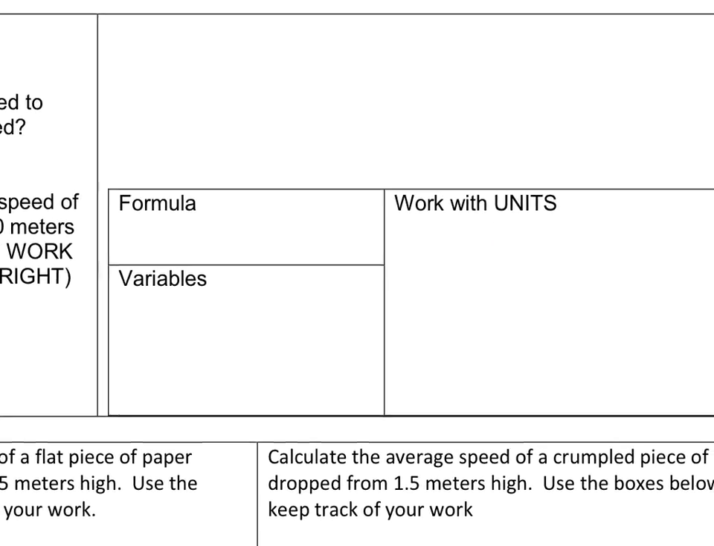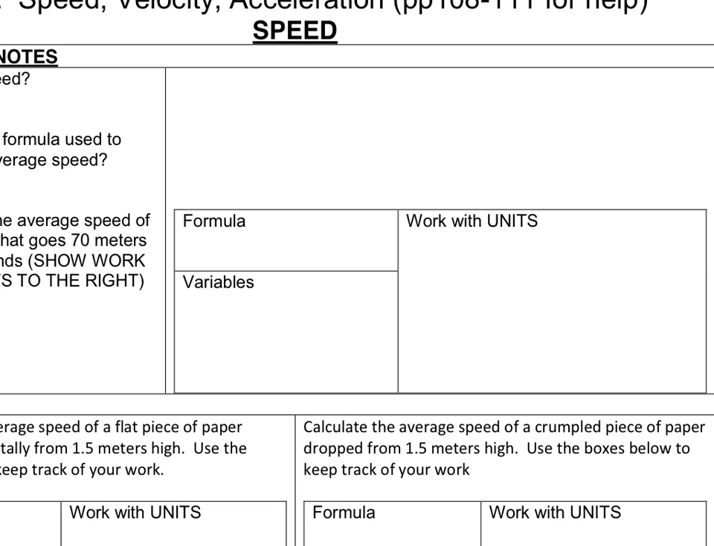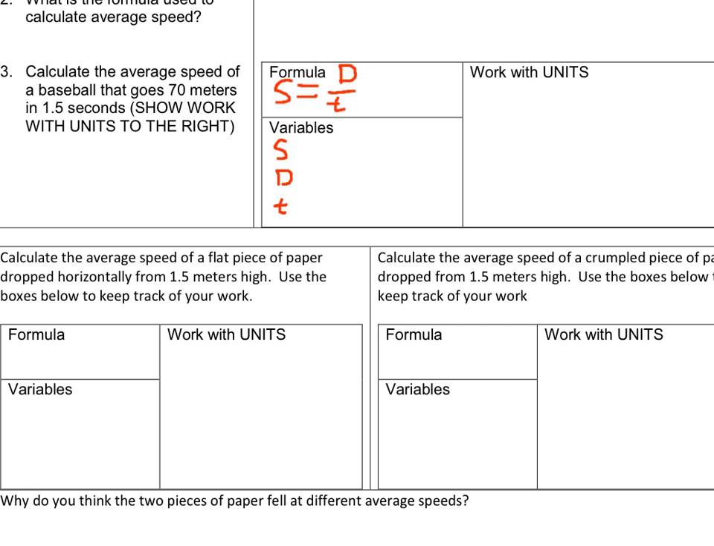So let me move this over a little bit. So the formula, of course, is speed is equal to distance over time. And you just list the variables down here: speed, distance, and time. Okay, just reposition that. I hope that shows up on the screen better. You don't know the speed in the story problem, but you know the distance is equal to 70 meters, and you know the time is equal to 1.5 seconds. And over here you just show your work.